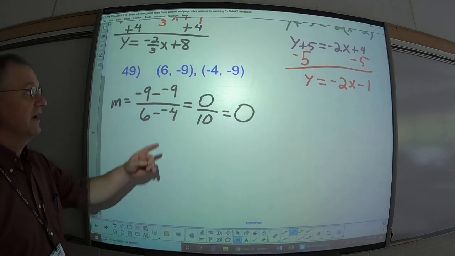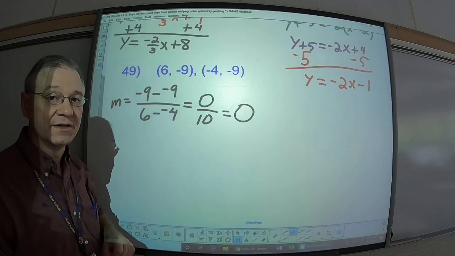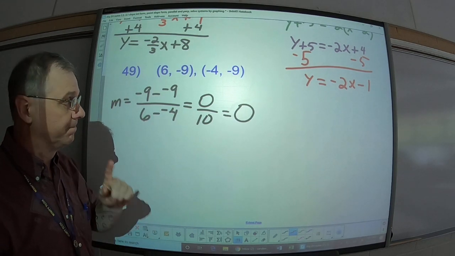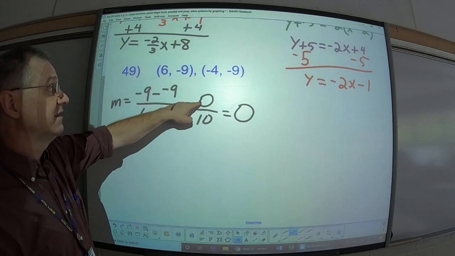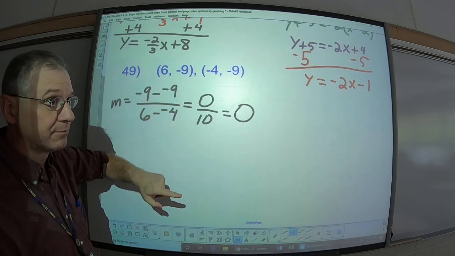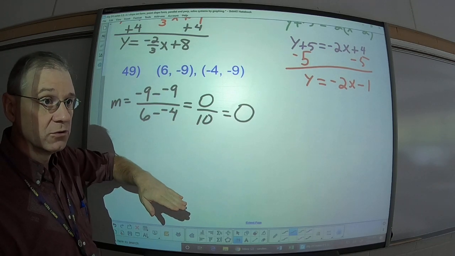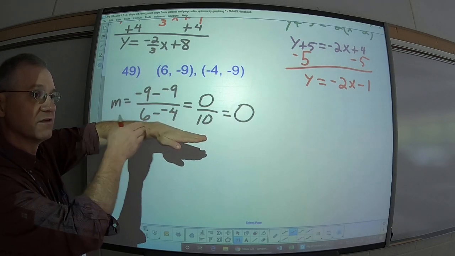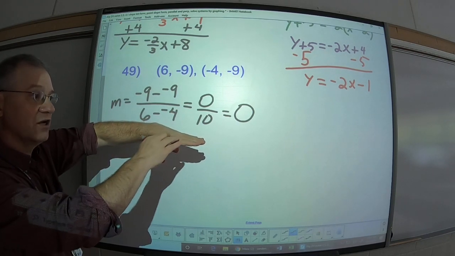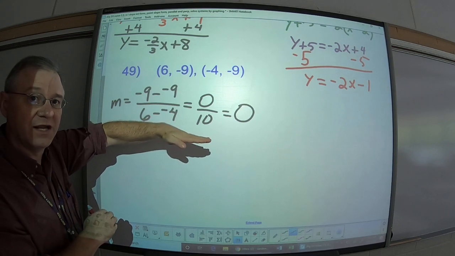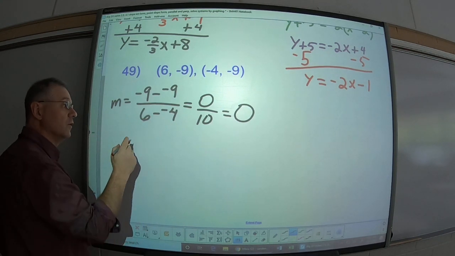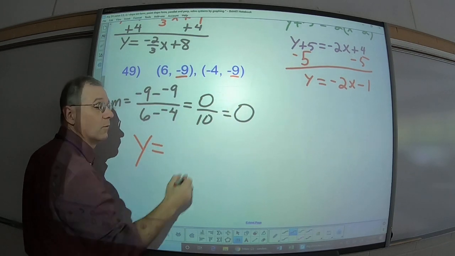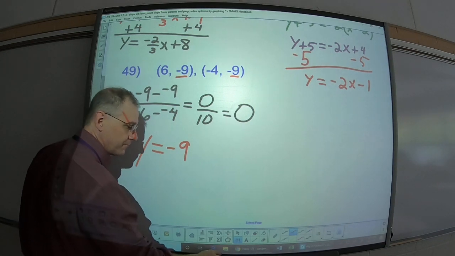Anytime you have 0 on the top or 0 on the bottom, you're referring to either a horizontal or a vertical line. Specifically, if 0 is on the top, the slope is 0, so it is a horizontal line. What never changes in a horizontal line? Well, the x changes a lot, but the y doesn't change. So y equals whatever the y is, negative 9.